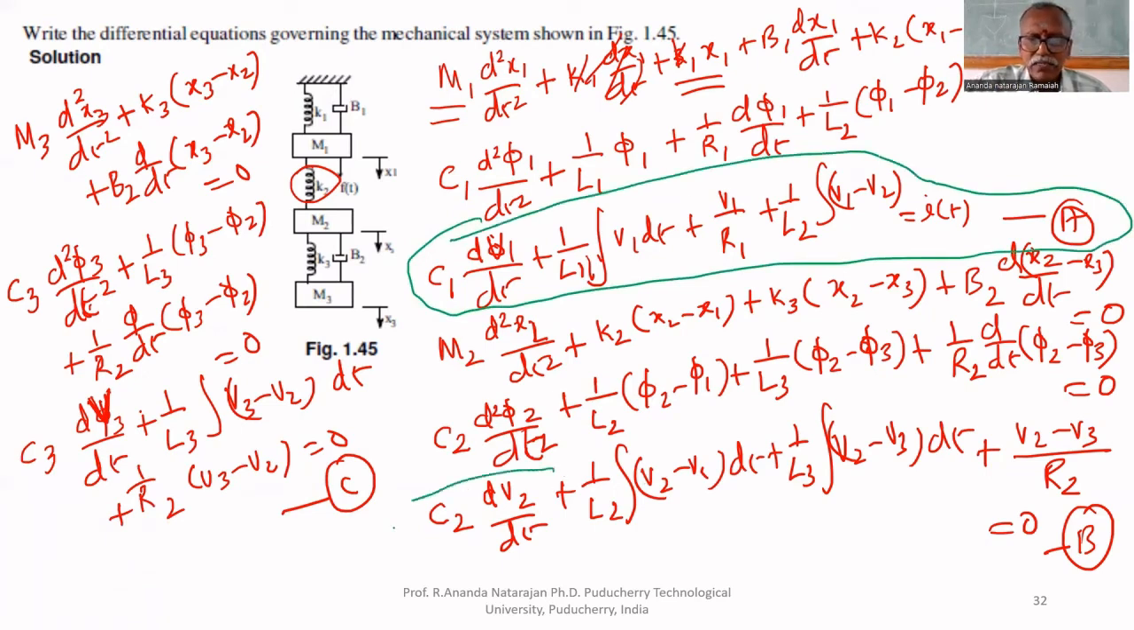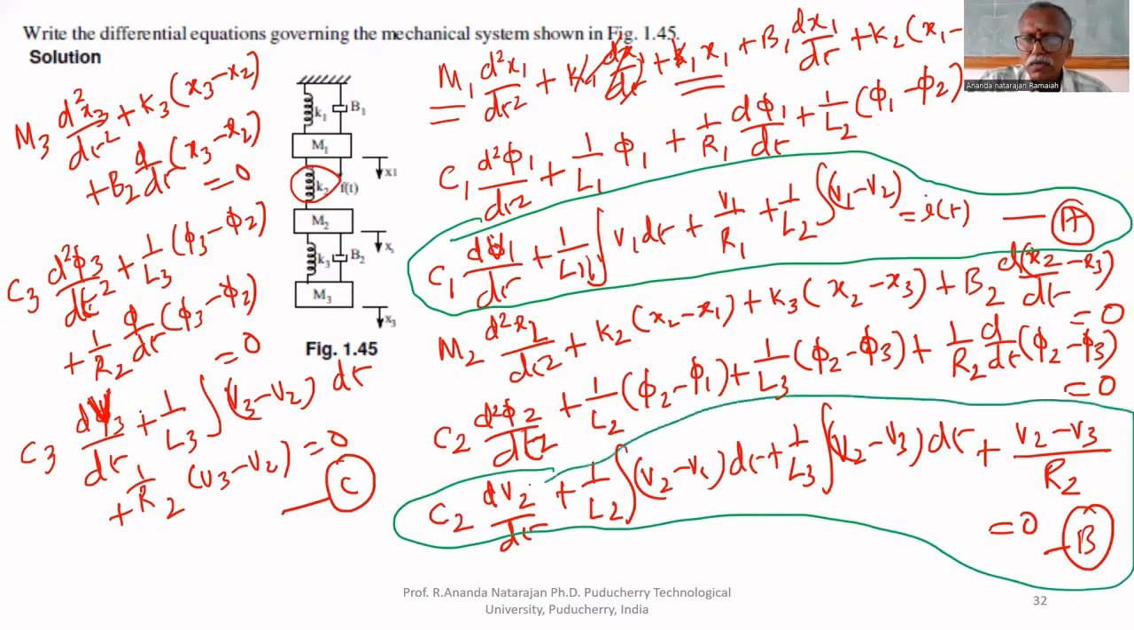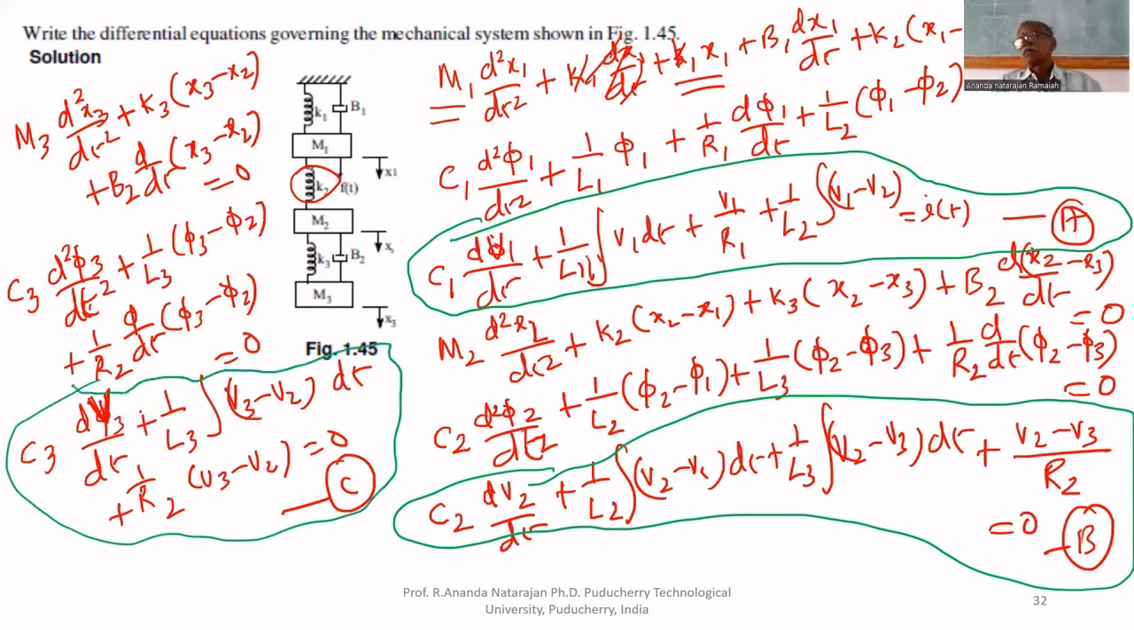This is the second equation. This is the third equation. Now we have to draw the circuit, that's all. KCL circuit, we are doing in the reverse direction. In circuit theory, electric circuit analysis, for a given circuit you write KCL. Here, for the given equations, you have to draw the circuit, that's all.